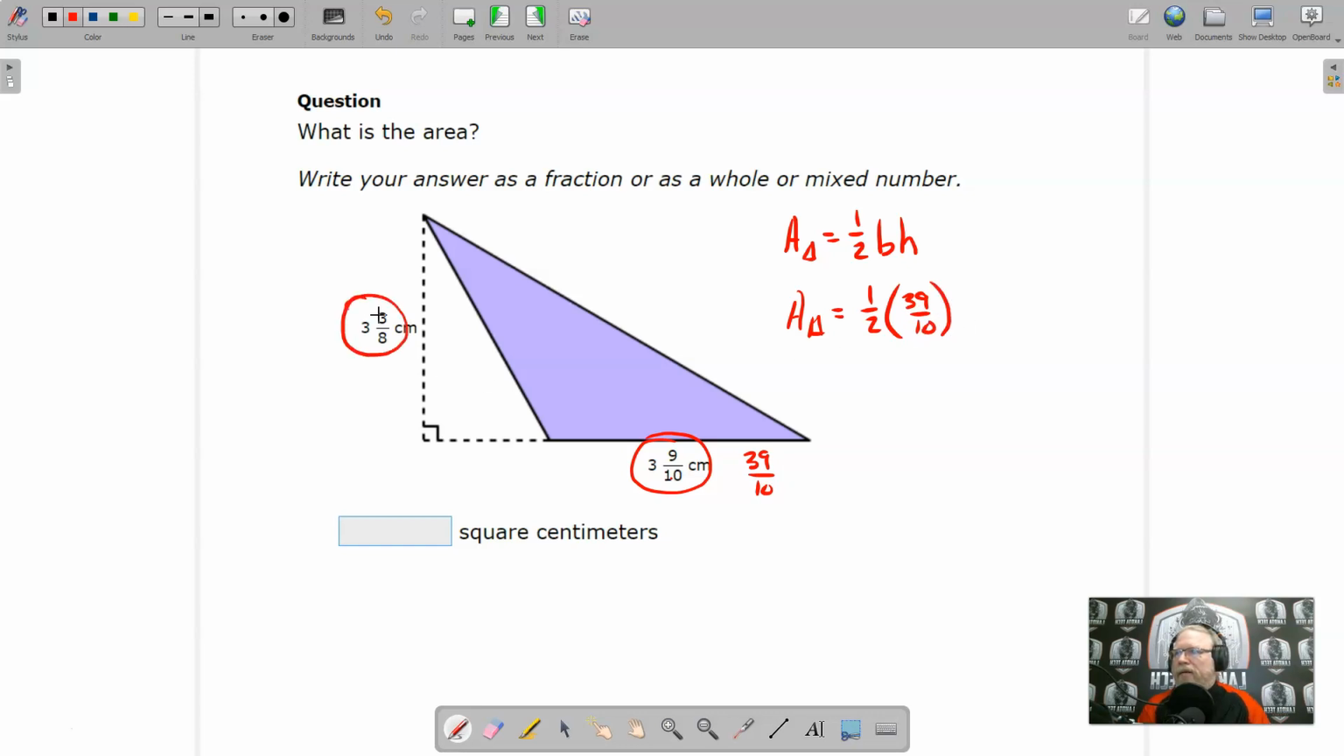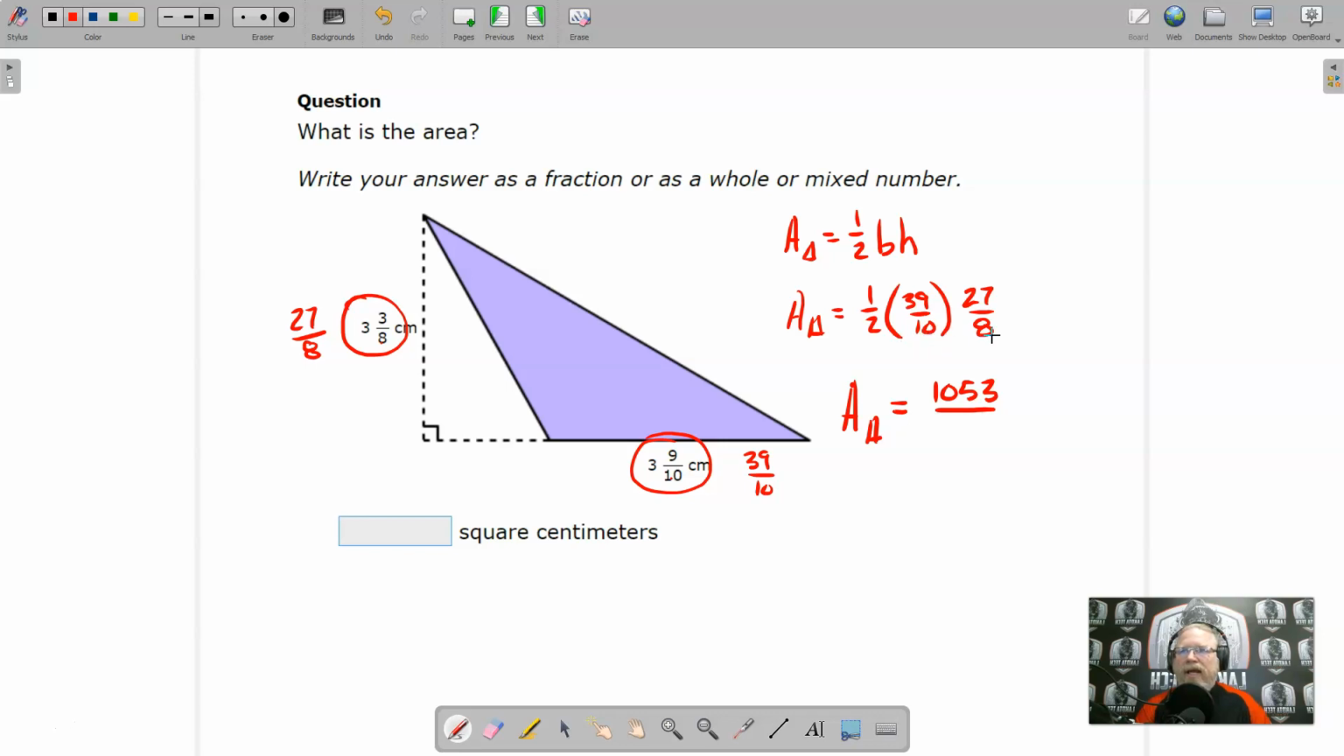And then our height over here. 8 times 3 is 24, plus 3 more is 27. So that's 27, and the denominator stays the same at 8. So 27 over 8. Now, the next thing we need to do is go ahead and just multiply all of this straight across. So area of this triangle is equal to 1 times 39 times 27. So 39 by 27 equals 1053.